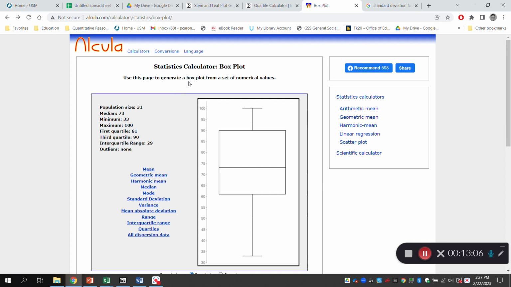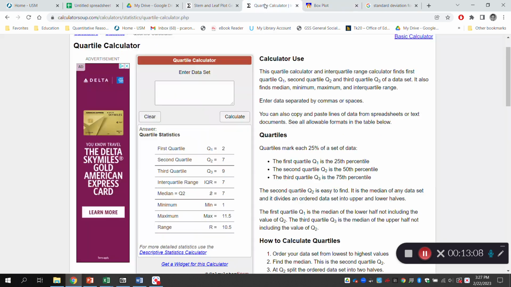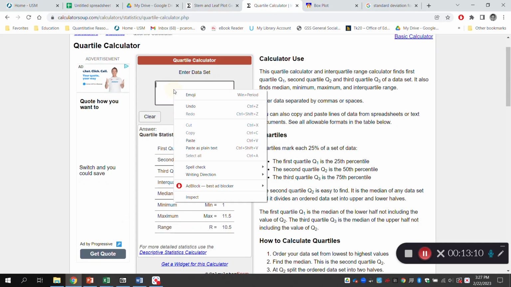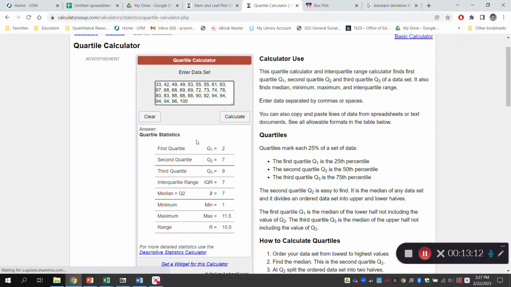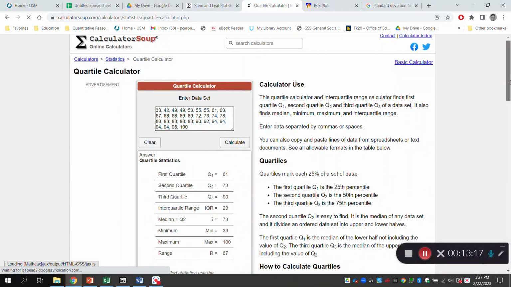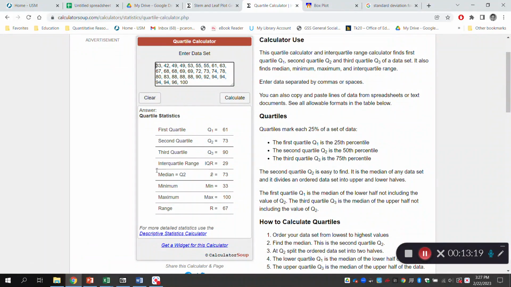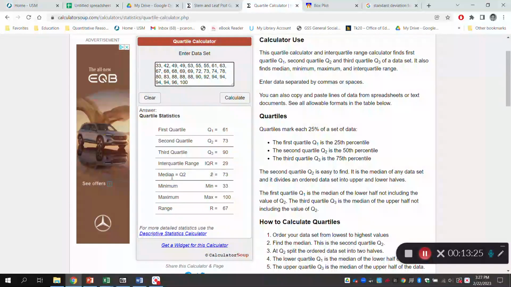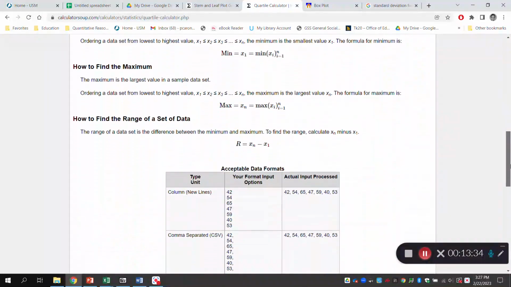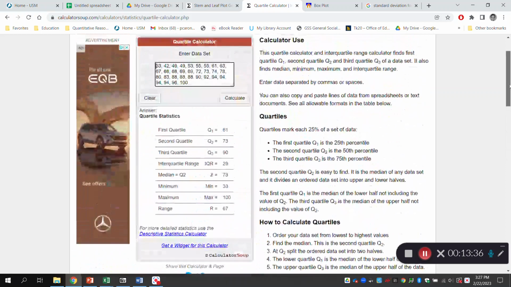So I'm going to take what I did and I'm going to make a quartile calculator. This is another way of doing it. I'm just going to paste my data here and calculate, and it just tells us what all of the things are. First quartile goes up to 61, 61 to 73 is the second quartile, 73 to 90 is the third quartile, and then the median is 73, the number in the middle, and so on. So you have this statistic without looking at the box here. So that gives you also information at what you can find.